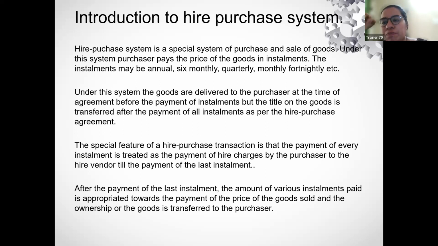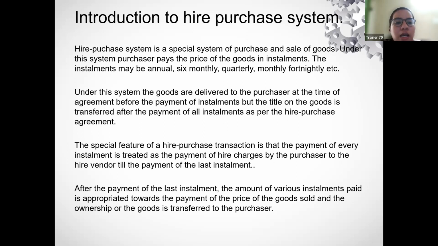Say, for example, I have paid the last installment. Then I can have complete right to get the ownership also of that machinery if I wish to continue with the use of that. So this was, we can say, the summary with respect to the hire purchase system.